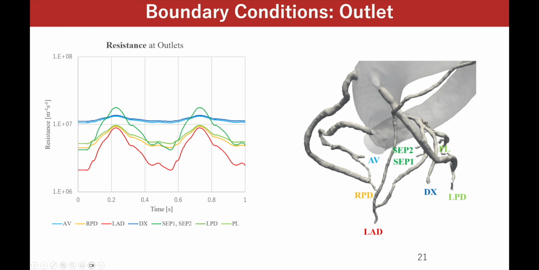Resistance can be determined by dividing pressure by flow rate, and it is a measure of what needs to be overcome for the heart to pump blood across the circulatory system. The outlet boundary condition for resistance is shown here, with a graph describing resistance at different points in time.